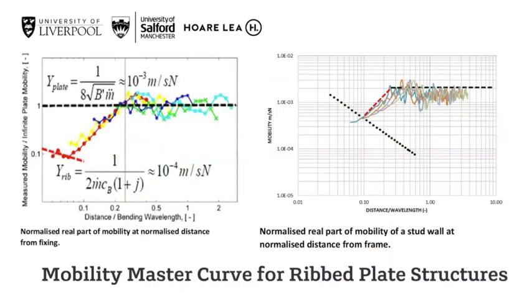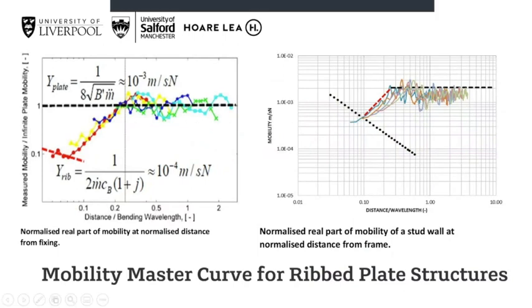This is also the same mobilities normalized to the characteristic mobility, and you can see the comparison of the historical mobility master curve for ribbed plate structures on the left. On the right we've got the same quantities plotted for the measured ones, and you can see that the behavior remains the same as in the mobility master curve for these structures.